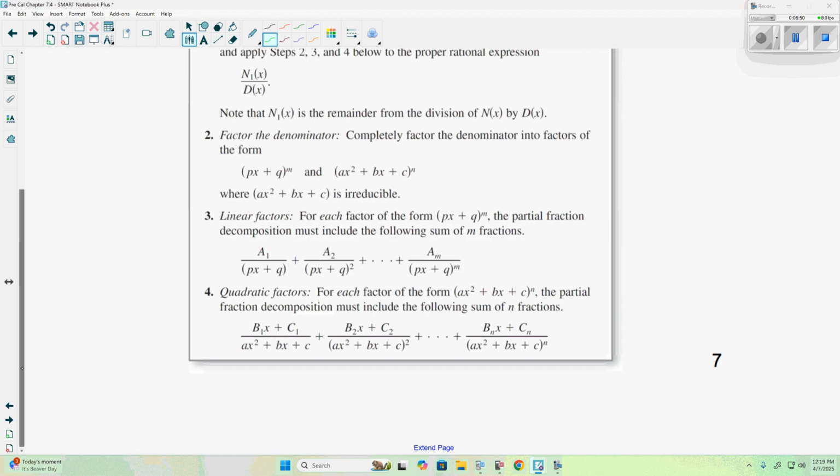If on bottom is a quadratic, what's above it, it's going to be linear, bx plus c. If it's cubic, it's going to be a quadratic. It's going to be 1 less than.